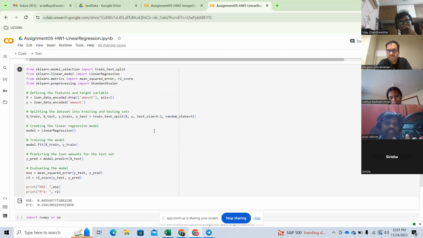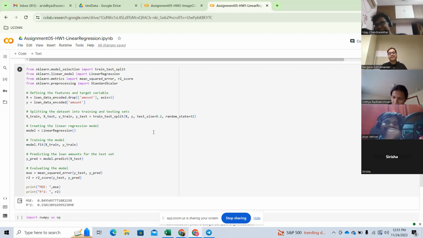And here we are calling it R square. R square is a measure of goodness of fit. MSE is an error metric. Mean square error is an error metric, while R square is more a measure of how good the model is.